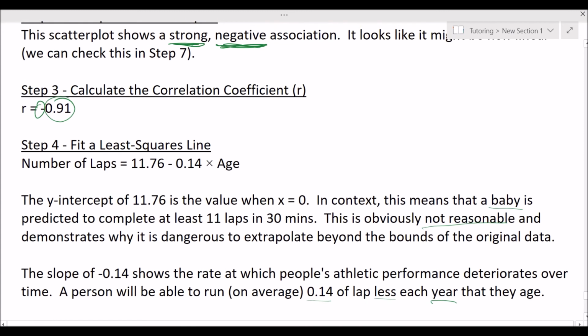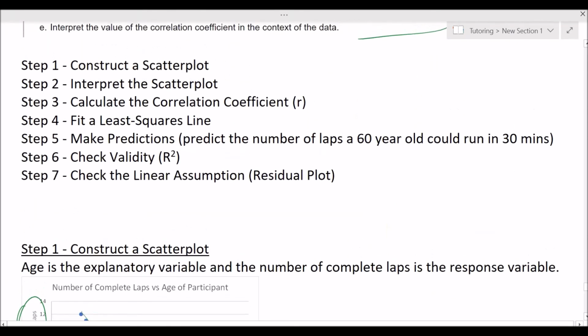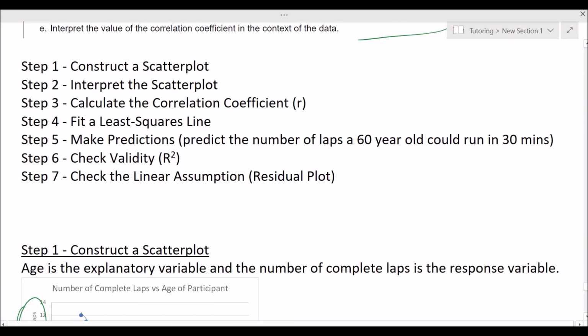Okay, step 5. I want you to now make a prediction. I would like you to predict the number of laps a 60-year-old could run in 30 minutes. So have a go at that. Pause the video and write your answer.